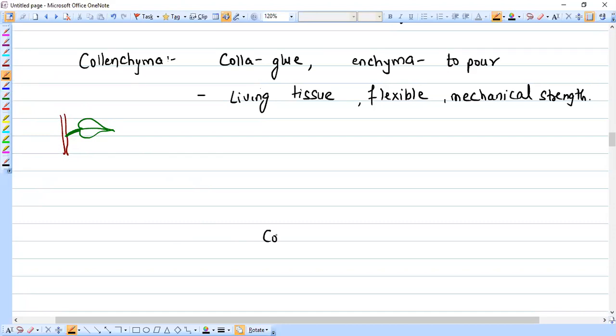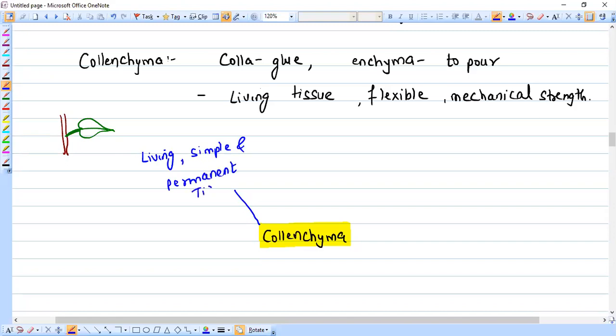So here in the center we will write collenchyma. So what are the basic characteristics that we need to study about collenchyma? First, I will say that collenchyma is living, simple and permanent tissue. Collenchyma is living, it is simple, and it is a permanent tissue. Permanent tissue means it has got its own function. Now it will not change its role.